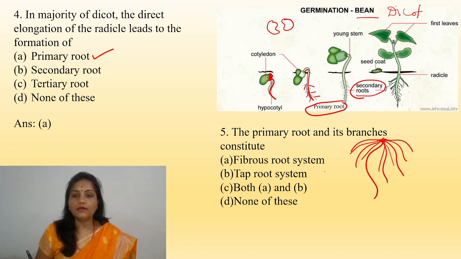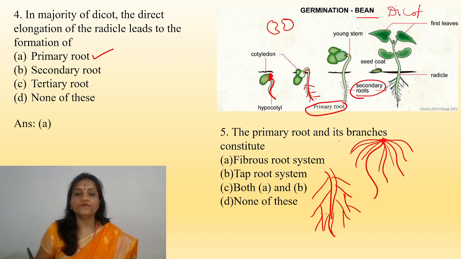Okay, coming to the taproot, a taproot will have a mother root or a main primary root which further gives rise to the lateral roots. These are called secondary roots, and further this gives rise to the tertiary roots, and so on and so forth. So the primary root and its branches refer to this. The primary root and its branches give rise to the taproot system. So answer B.